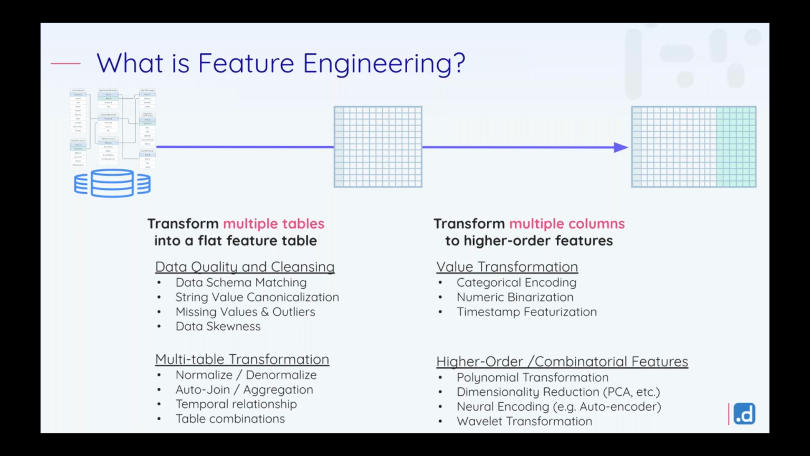We can apply polynomial transformation to build mathematical features. We can apply neural encoding to generate more complex features. We can even do dimensionality reduction to generate some features that are less noisy by nature. So overall, if I were to look at what feature engineering is, essentially there are just two steps.